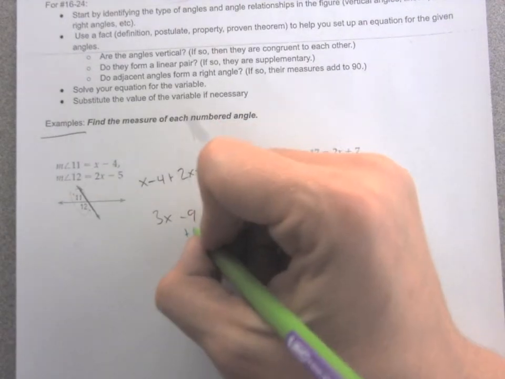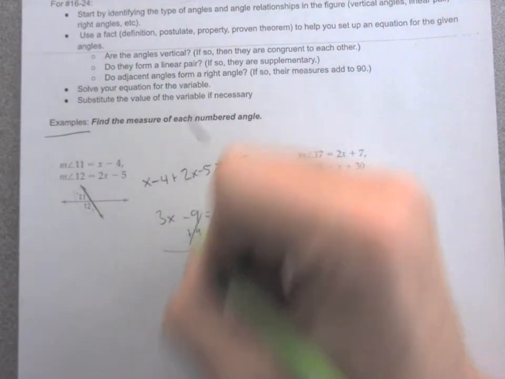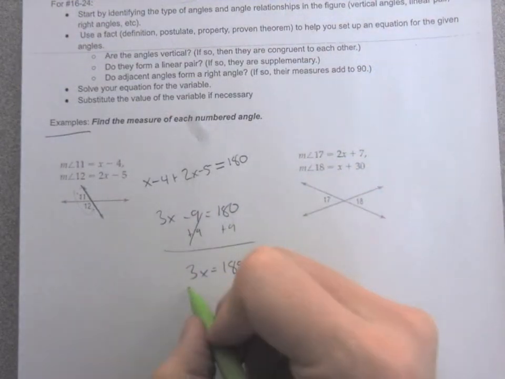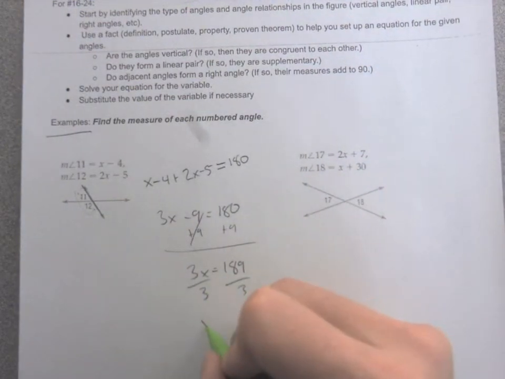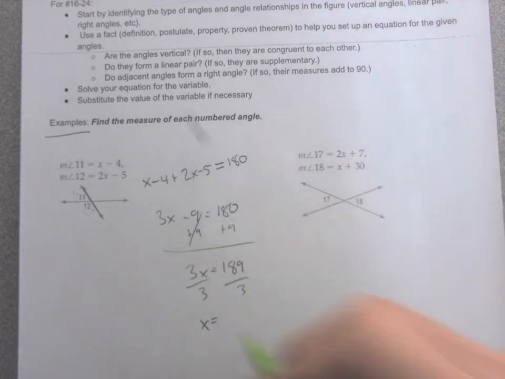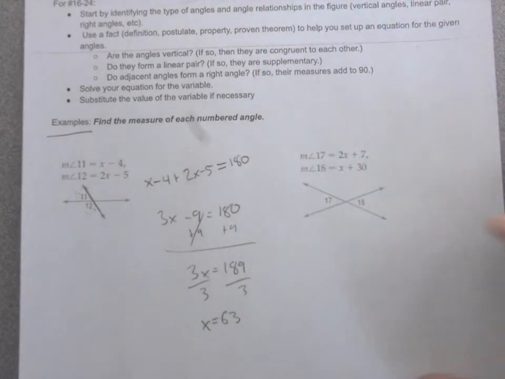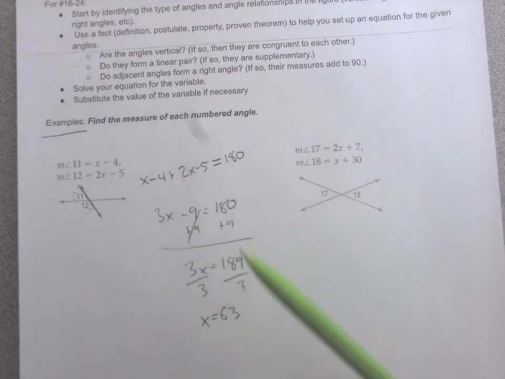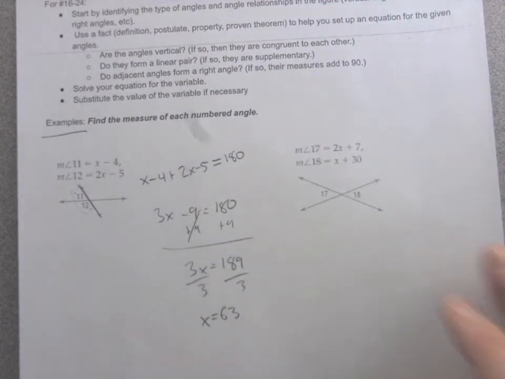And then I'm going to use properties of equality to get x by itself. Now if I were going to be kind of a stickler, I would say make sure you tell me all those properties, but for this assignment I'm not going to ask you to do that. However, if you're curious, addition property of equality, division property of equality, right?